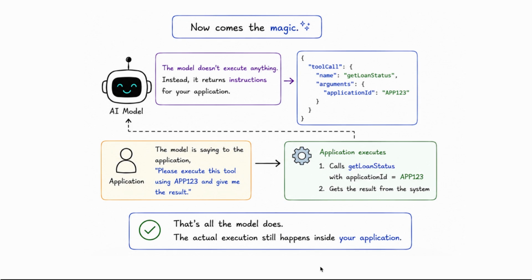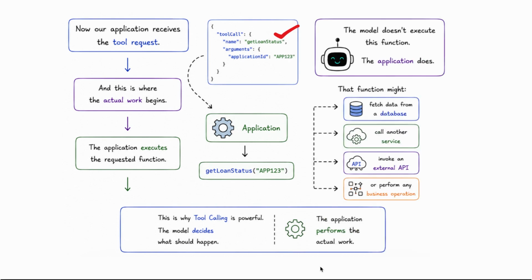Now our application receives the tool request, and this is where the actual work begins. The application executes the requested function. The model does not execute this function, the application does. That function might fetch data from a database, call another service, invoke an external API, or perform any business operation. This is why tool calling is powerful. The model decides what should happen. The application performs the actual work.